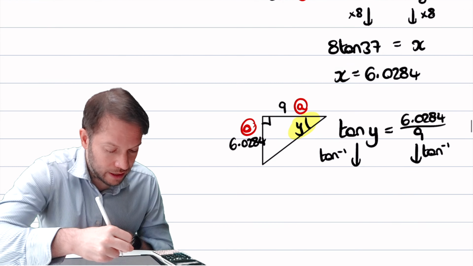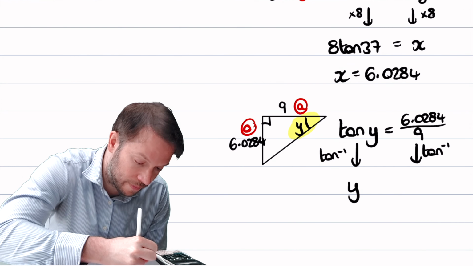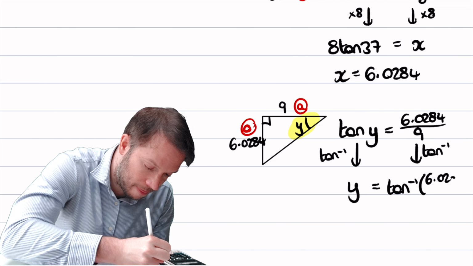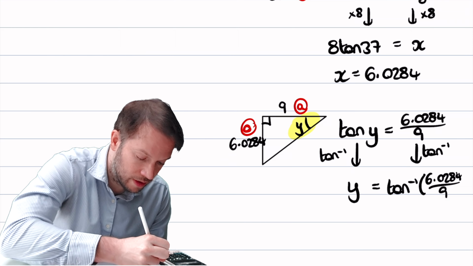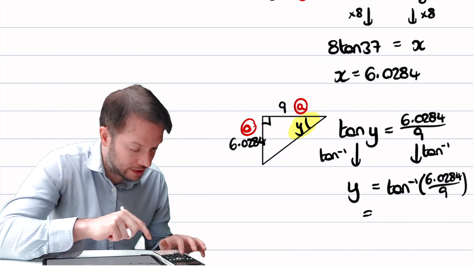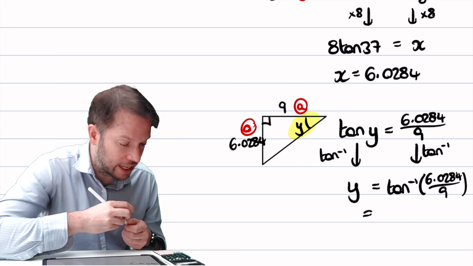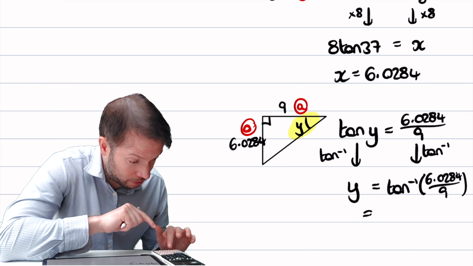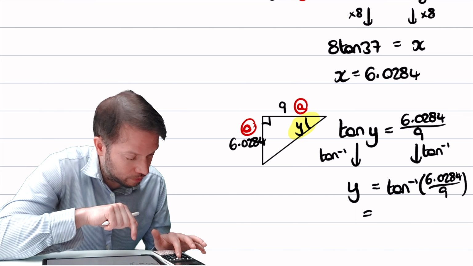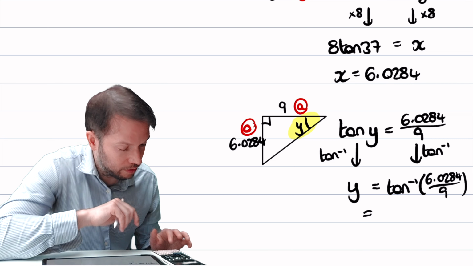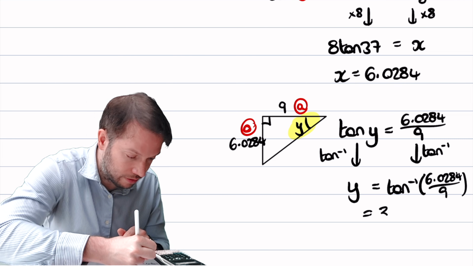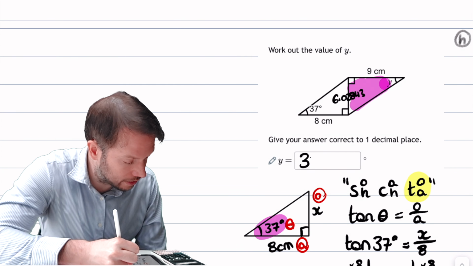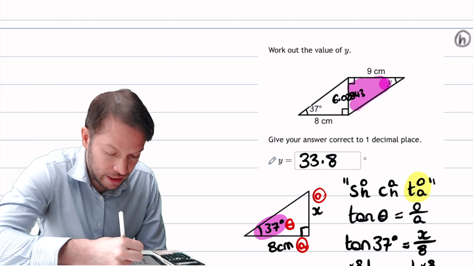And then the inverse tan cancels out the tan, leaving y, and we're going to do inverse tan of 6.0284 over 9. So we just do that on our calculator. Shift tan, or your calculator might work different. Shift tan to get inverse tan of, and then I can do the fraction key. I'm going to use the answer key to put the 6.0284 from earlier over 9, press equals, and that gives me 33.8 degrees. Now I can round it because I want the answer to 1 decimal place. So 33.8 degrees is the final answer.